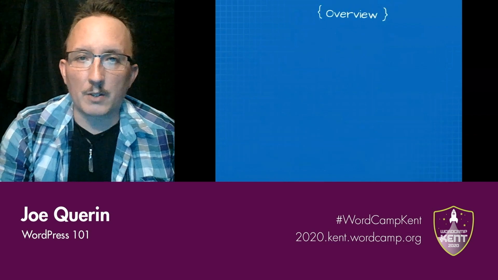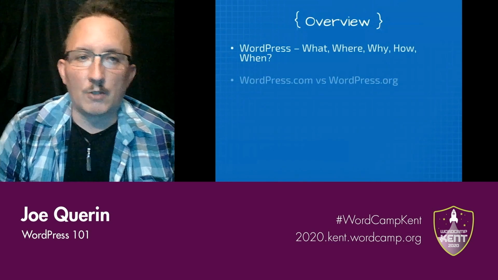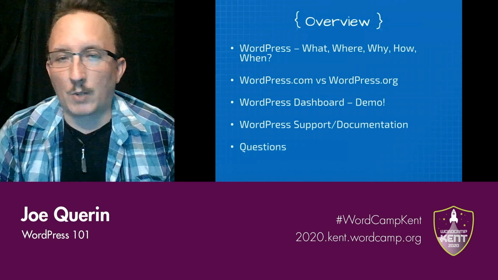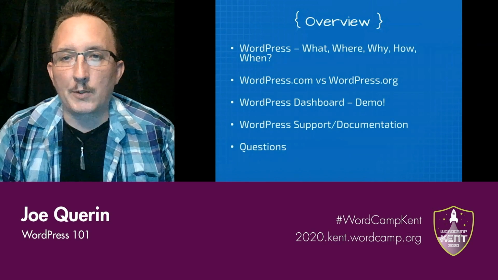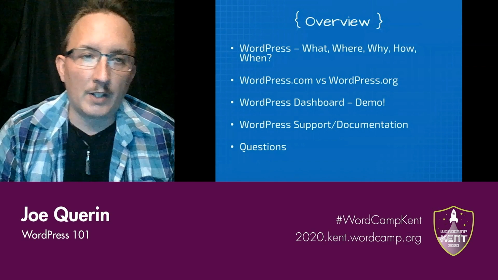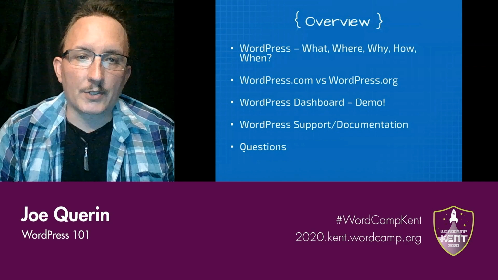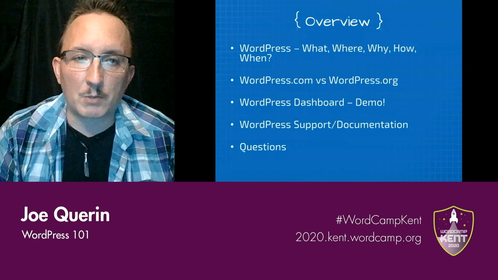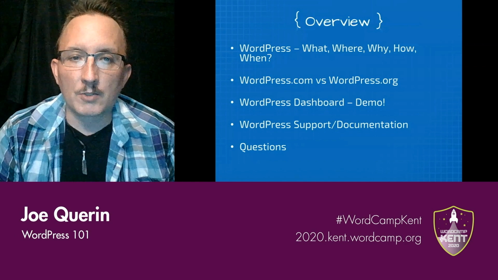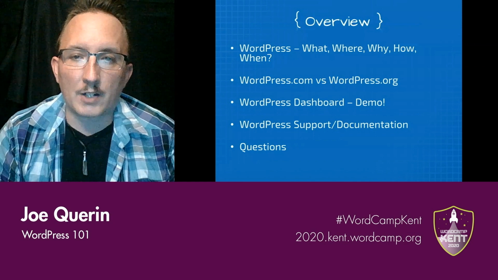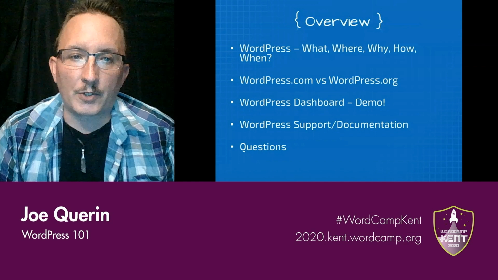So this morning for the WordPress basics, we're going to go over the what, where, why, how, and when of WordPress. What is WordPress? Where did it come from? Why would you want to use it? How can you use it? And then when might be the right time for you to use it? We'll also look at the 2 different versions of WordPress, WordPress.com and WordPress.org. We'll see the differences and the similarities between the 2 versions of the product, and which one might be best suited for your needs.